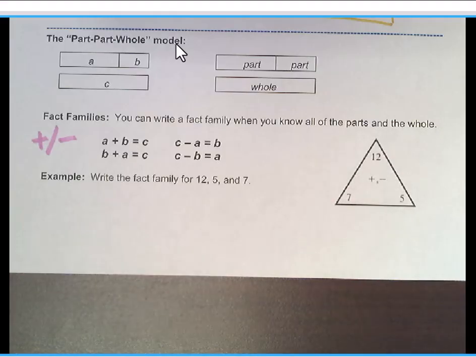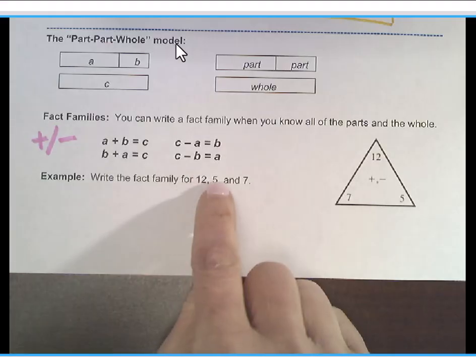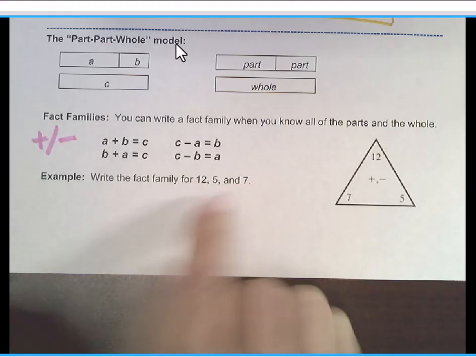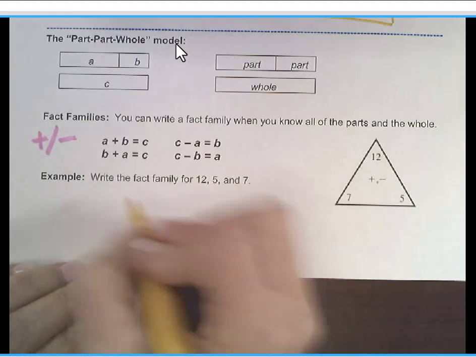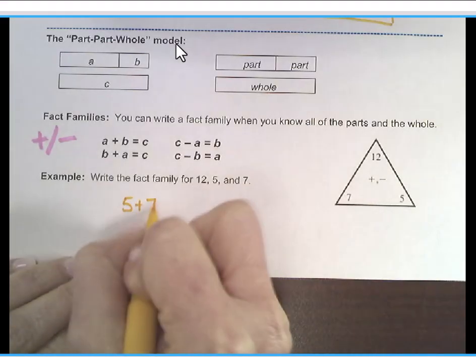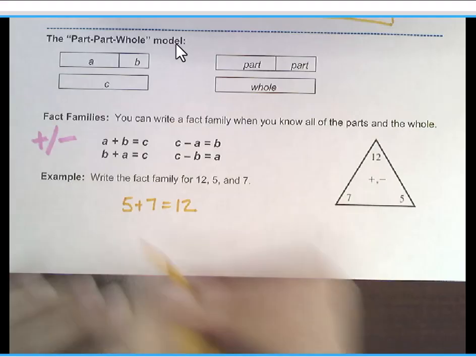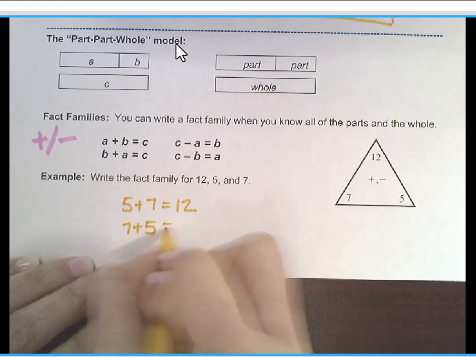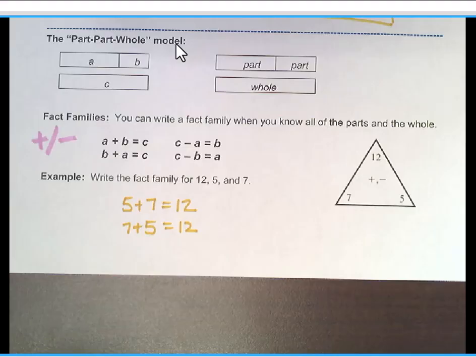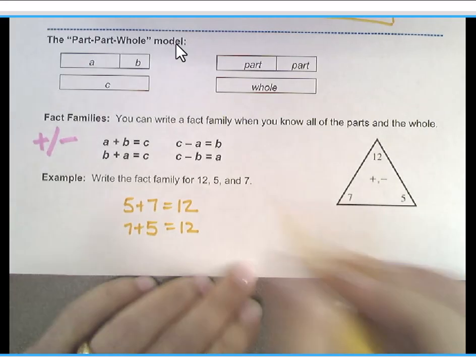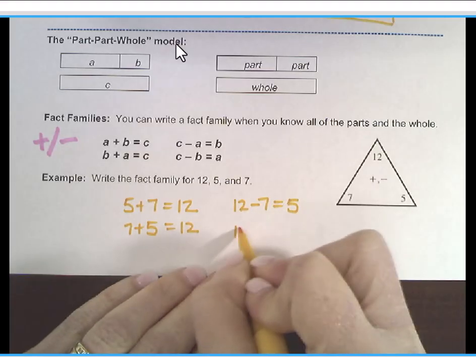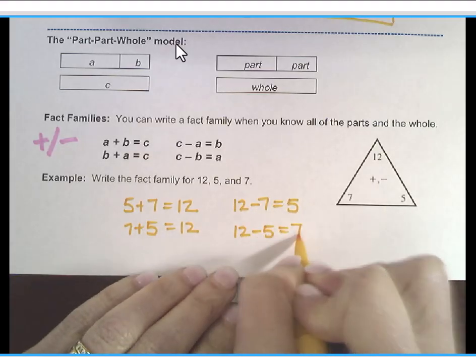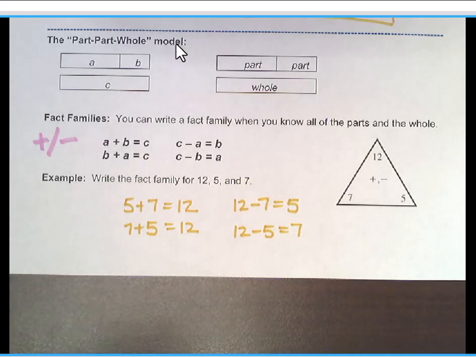So if we want to write the fact family for 12, 5, and 7, I'm hoping that it's obvious that this is an addition and subtraction fact family. This couldn't be like multiplication or division or anything like that. So the first thing you could say is that 5 plus 7 is equal to 12. Or 7 plus 5 is equal to 12. Those are both the addition side of the family. And then for the subtraction side, you would say 12 minus 7 is 5, or 12 minus 5 is 7. And those would be the four members of the fact family.